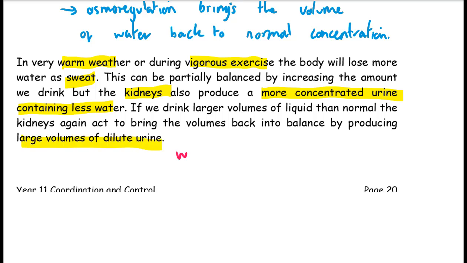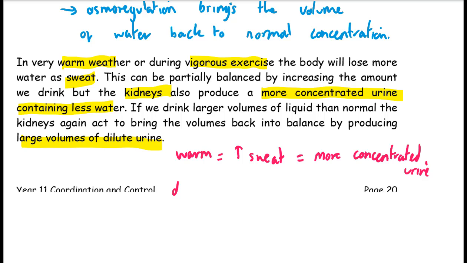So basically, if it's very warm, we will sweat more, so you get more concentrated urine. Whereas if we drink lots of water, we will produce more urine, which will be less concentrated. Now, in both of these examples, we've changed the amount of water in the body, so our kidneys have corrected it by changing the amount of urine that we produce.